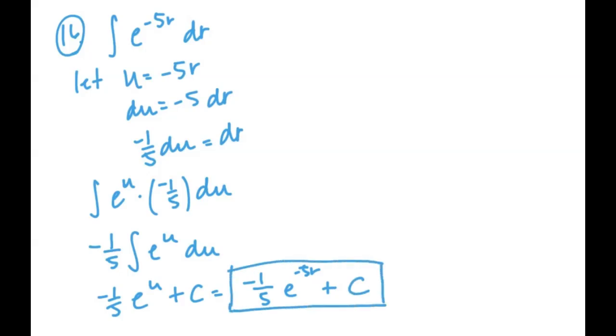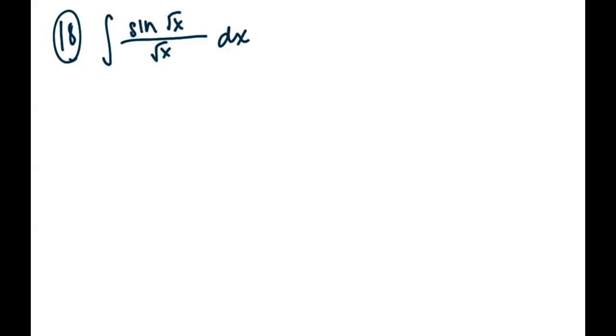Go ahead and do 18, and then come back to the video. That one's a little tricky. Often your u is what's on the bottom, but that doesn't make any sense here. So spend 5 or 10 minutes. Look at the video in pieces, and then come back to it. Number 18 says the integration of the sine square root of x over the square root of x dx. Pause, think about it, come back.